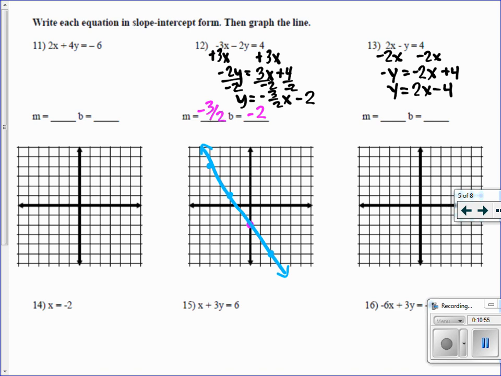So what's the slope? 2. And what's the y-intercept? What part do we start with graphing? Y-intercept, negative 4. Wonderful. And what would 2 be as a fraction? 2 over 1. That means we're going to go up 2 over 1.